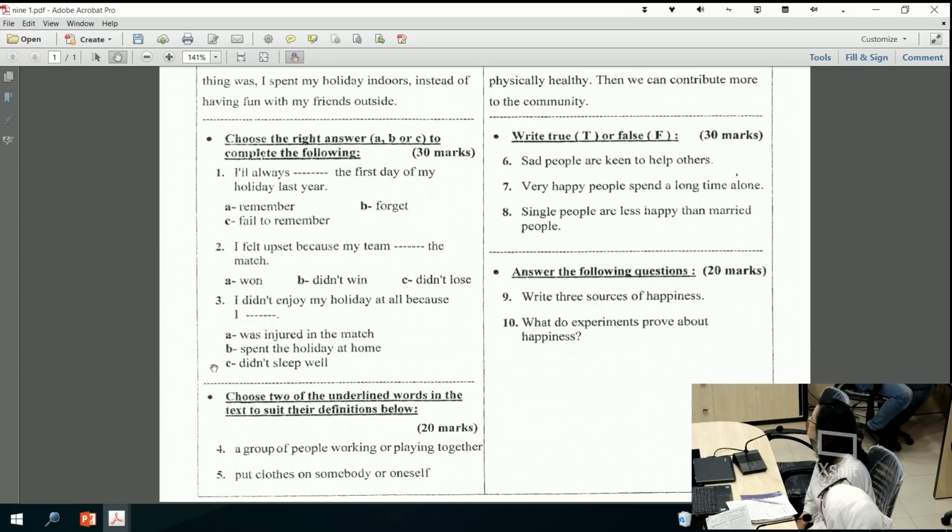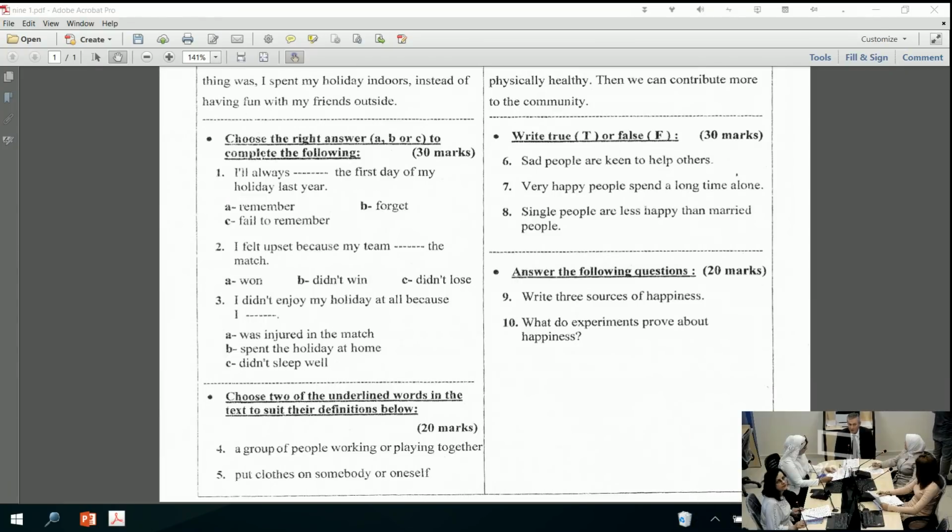Choose two of the underlined words in the text to suit their definitions below. So in this question, the student needs to know vocabulary. We have the meaning, and he needs to find the word in the text. Similar to the underlined words.